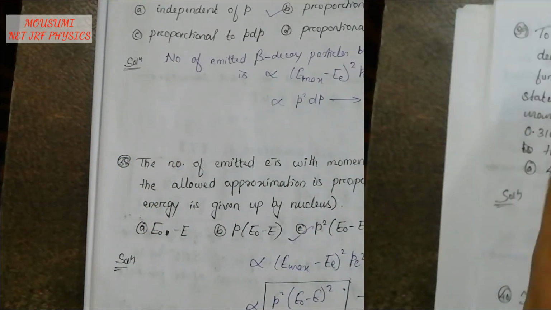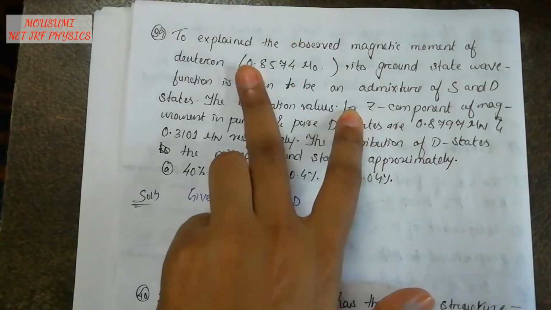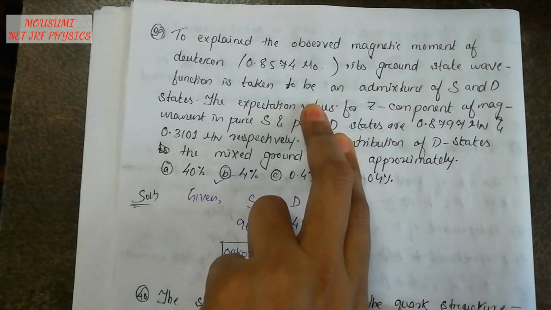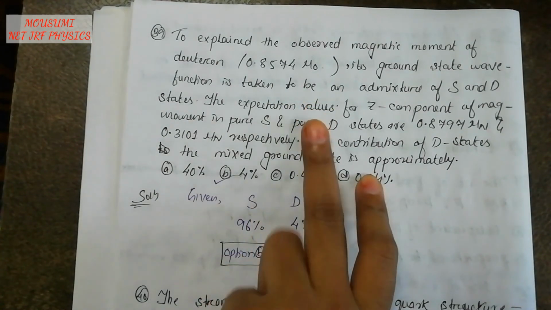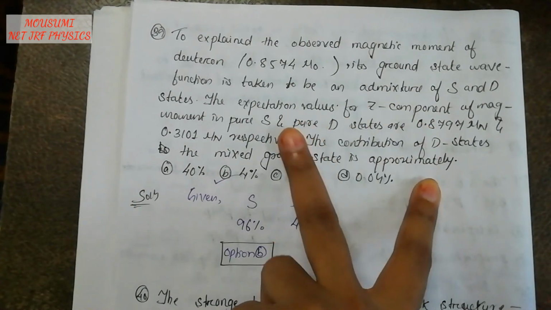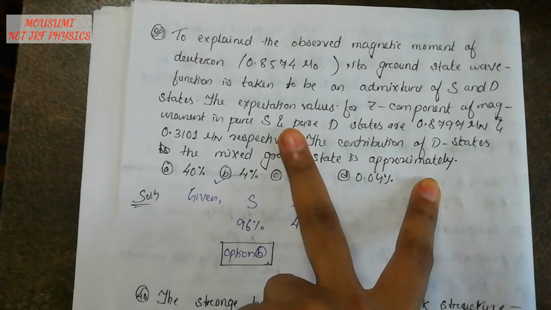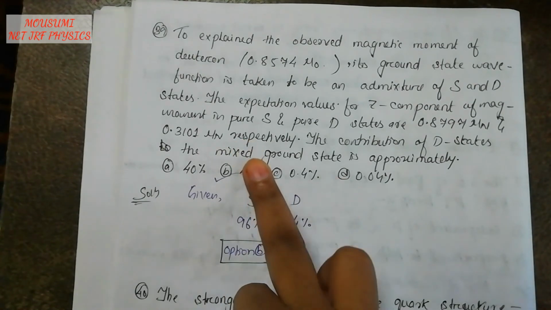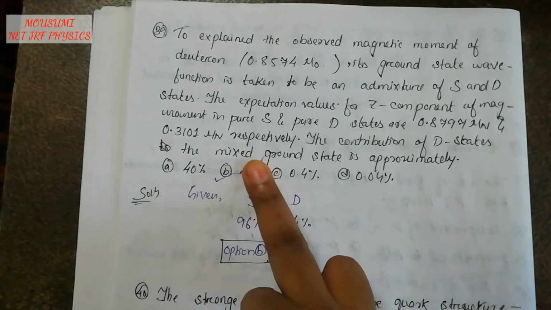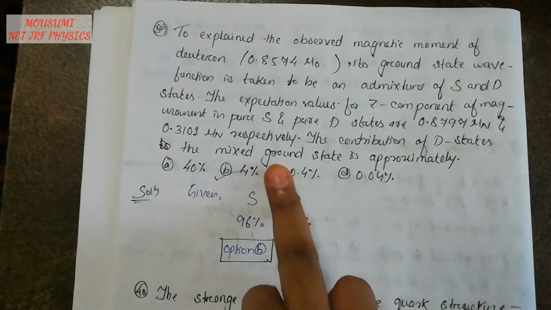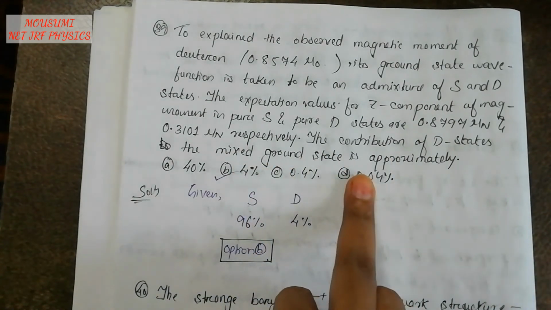So next question. We have to explain the observed magnetic moment of deuterium. Its ground state wave function is taken to be an admixture of S and D states. Also it is said that the expectation value for the Z component of the magnetic moment in pure S and pure D states are these values respectively. So we have to find the contribution of D state to the mixed ground state approximately.